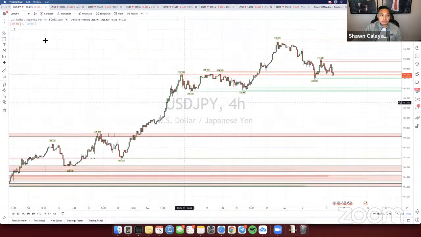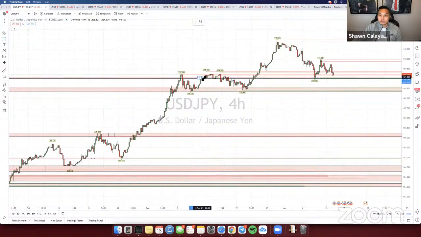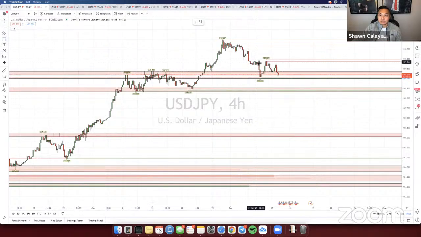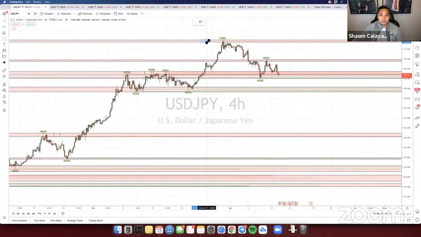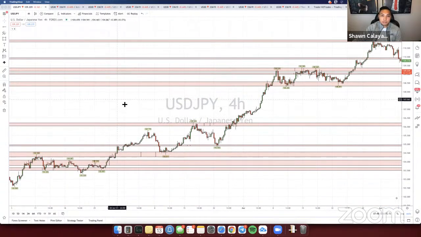Again, right there. There. There. And right there. All right, so once I draw market structure like this, the next thing I do is take that off. And then I try to figure out where current market structure is, right? So you can see obviously right here, this is previous market structure.